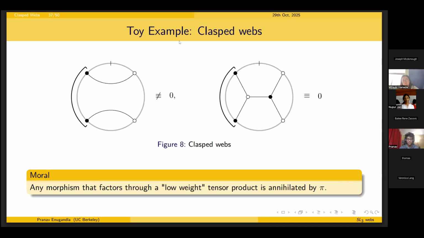So this is another way of depicting what I was just saying. So this identity map, when I clasp the two vertices on the left, this is actually a non-zero thing. But the thing on the right, so this more interesting web, which factored through the alternating part, when I clasp the two things on the left, this becomes 0 because the symmetric part doesn't squeeze through the alternating part.